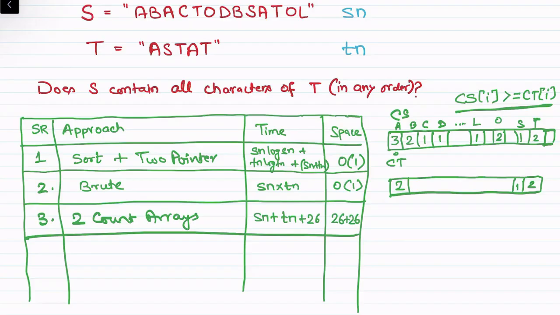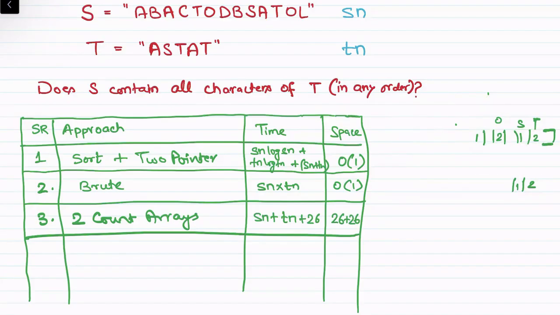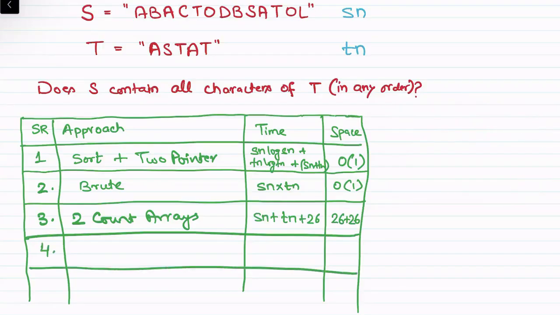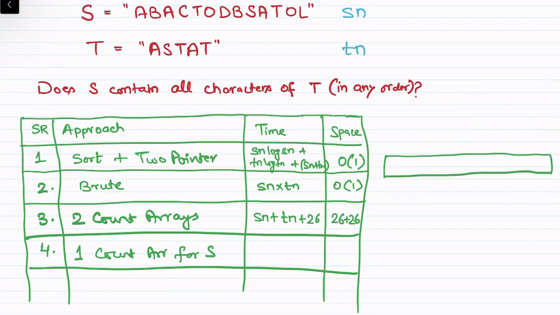Now, can we enhance this approach even further? Can we get rid of one count array and manage with only one array? What if we use only one count array, and let's say we use that count array only for S? So we filled the count array earlier for S, which is C of S. Let's go ahead and do that once again.